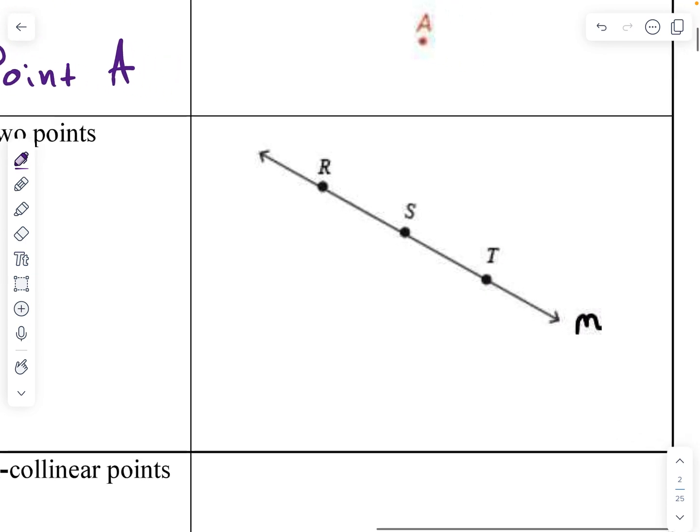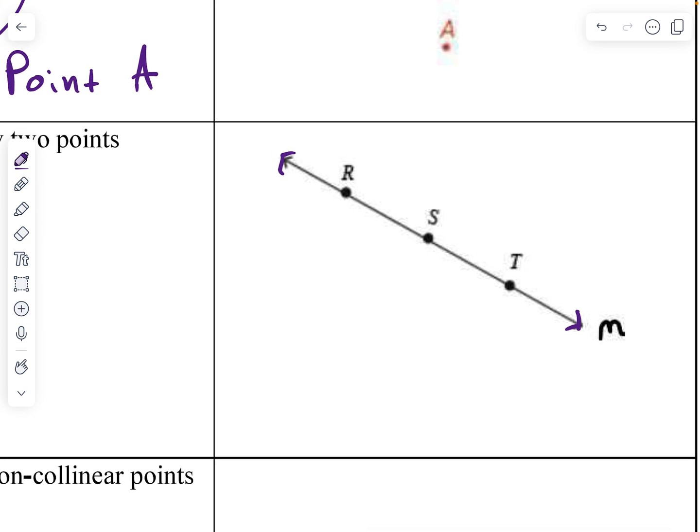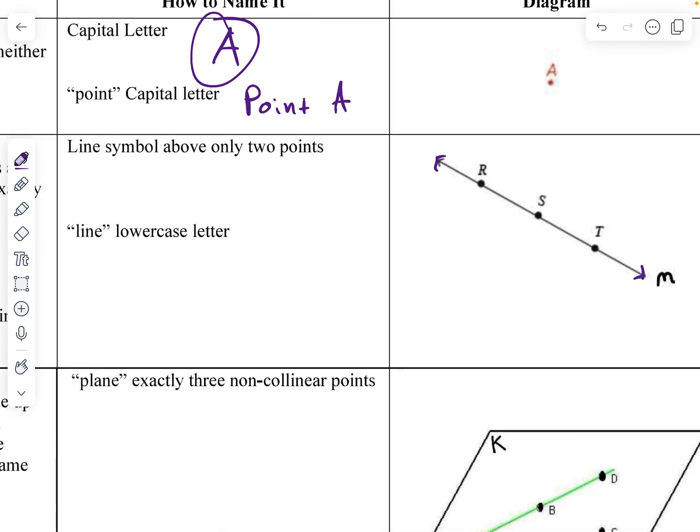More detail on that: a line has arrows pointing out from both sides, meaning it's going to extend forever in both directions. This line happens to have three different points on it, R, S, and T. When I go to name it, this is super important because this is where a lot of people go wrong. I'm going to name it with a line symbol above it, listing only two of the points. I will never name this line using all three. I'm only going to use two, and I can pick any two that I want for a line.